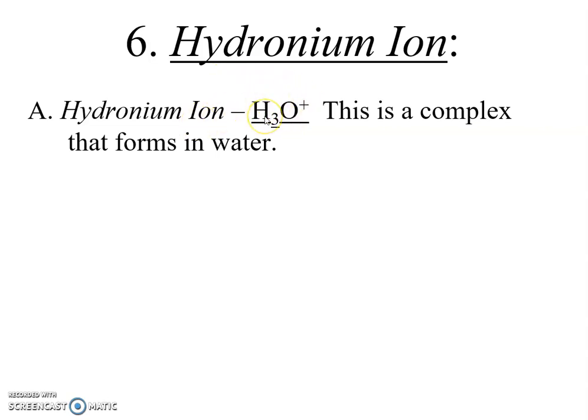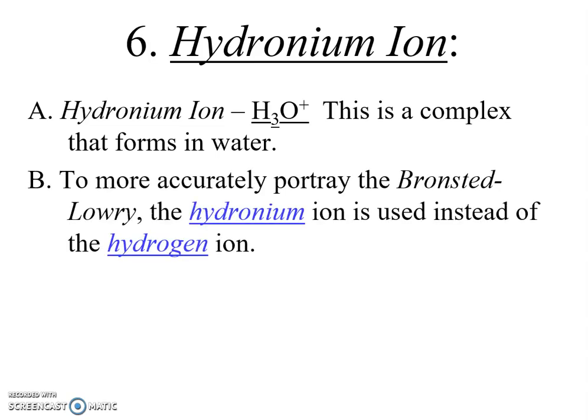So you'll see chemists going back and forth when they talk about the hydronium ion or the H plus concentration in solution. It really is kind of the same thing. To more accurately portray the Bronsted-Lowry theory, the hydronium ion is used instead of the hydrogen ion, because you're showing that the water has accepted that proton from whatever your acid is.